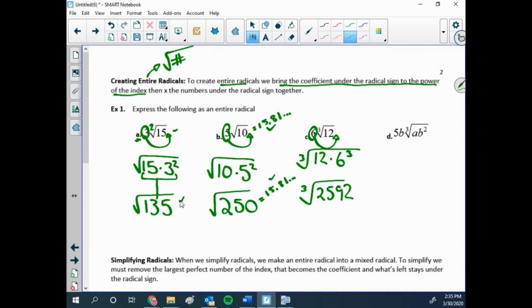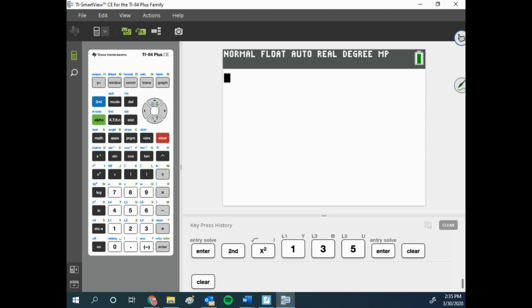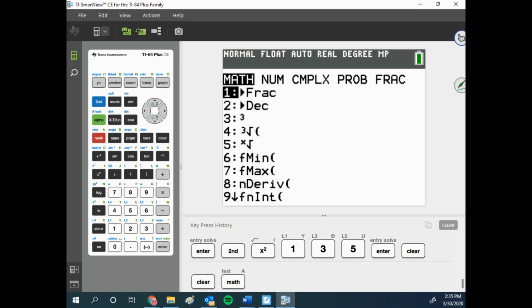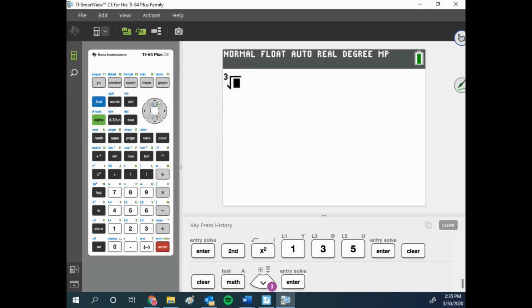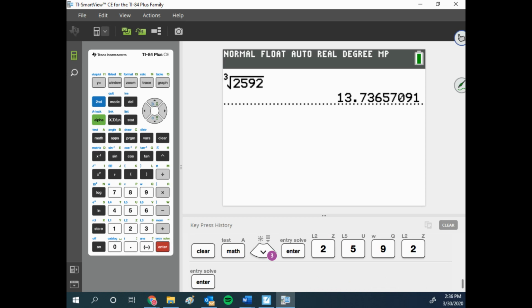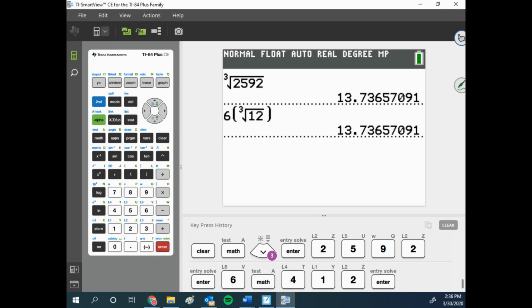And then if I'm unsure, since it's a cube root and maybe I did it wrong, let's just go check that those are equivalent. So I'll type in my mixed and my entire radical. Remember, when you're calculating the cube root of something, you can just go to the math button. So I'll go math down to the cube root of 2,592. That's my entire radical, so that's the irrational number it's equivalent to. And I want to see that that's equivalent to 6 times the cube root of 12. And those are equivalent, so I know I've converted back and forth between those forms correctly.